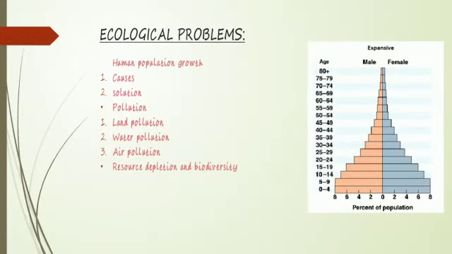The next is ecological problems, which include human population growth. The causes of human population growth include poverty, child labor, reduced mortality rate, etc. The solutions to this problem are to promote family planning, make education entertaining, and give government incentives. Next include land pollution, water pollution, air pollution, and resource depletion and biodiversity.